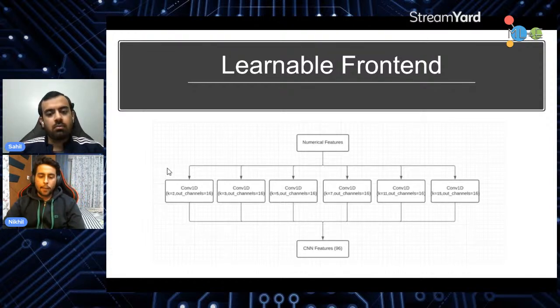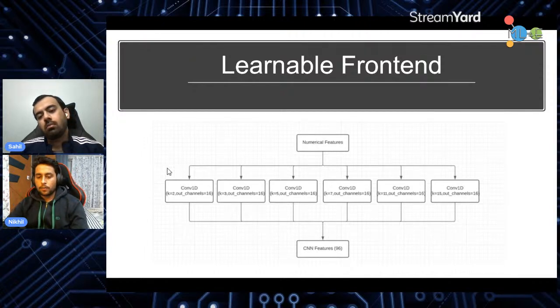Then we combined it with the original input raw features and the time series features that we had created, and then we fed it to a model. Can you go to the next slide, please? Just a couple of things there.